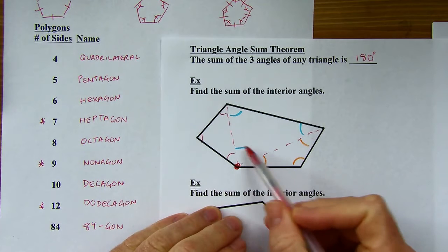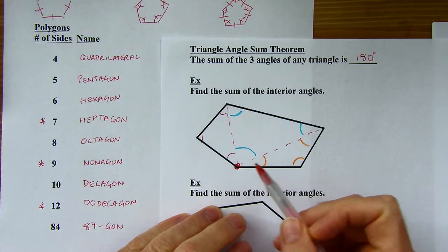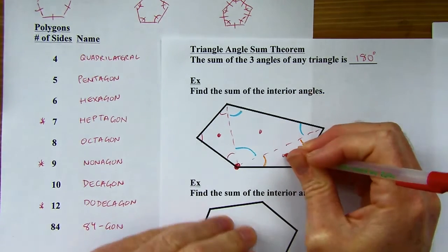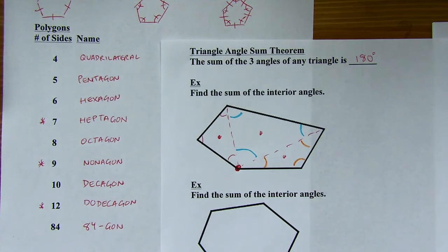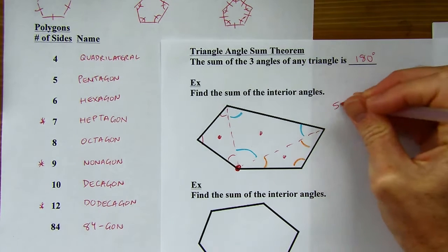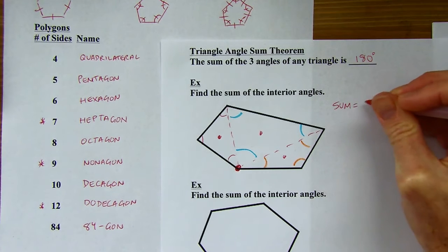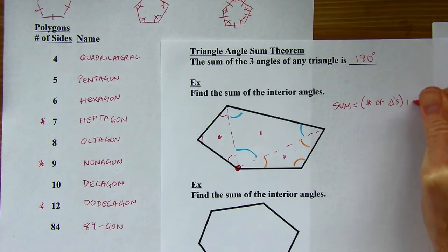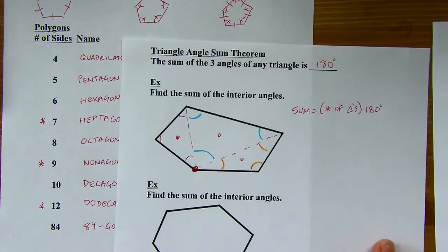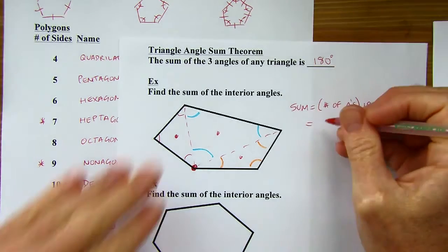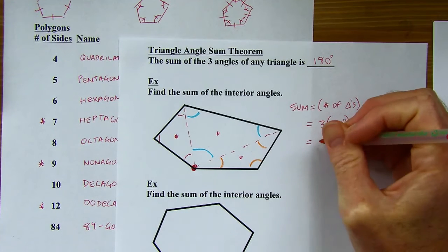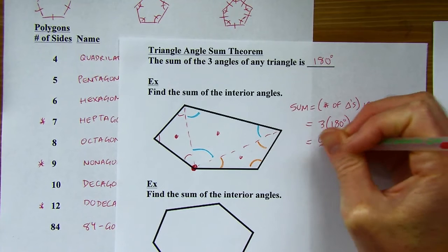Because these three together are going to make that corner, okay? So, hey, I know I've got 180 degrees there, 180 degrees there, and 180 degrees here. So what I can do is just think of the sum as always going to be equal to the number of triangles times 180 degrees, because each triangle gives me 180 degrees. Okay, so in this case I've got 3 triangles when I cut that up times 180 degrees, and that would give me a total of 540 degrees.